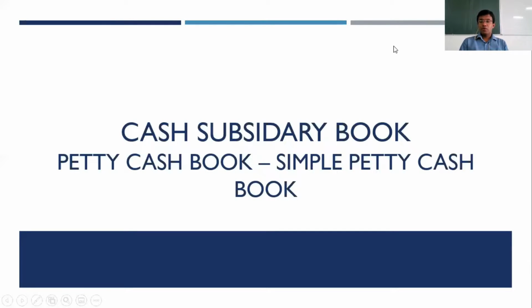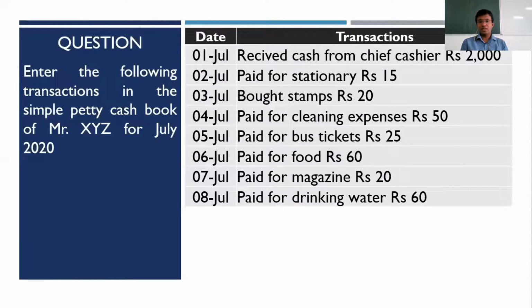Today's session, we will be working out a numerical on how to prepare a petty cash book, and specifically, we will be learning how to prepare a simple petty cash book. We've seen that there are two types of petty cash book: simple and columnar. A simple petty cash book is very easy to maintain, and here all the transactions get recorded in one single column. And here goes the transaction.